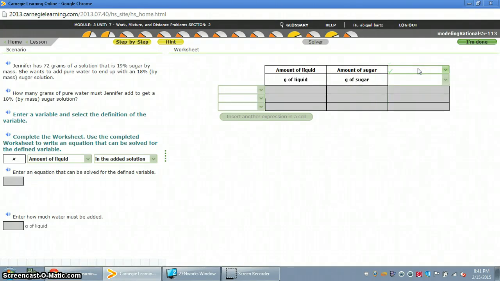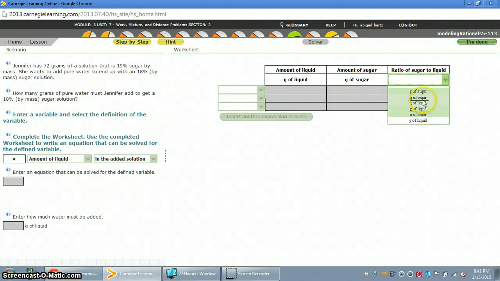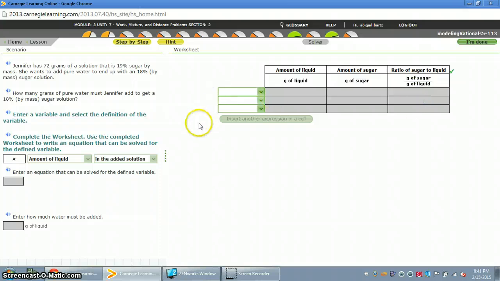And then because they have the percentage, you have to think about which one of these would be a percentage, and it would be the ratio of sugar to liquid. And then you look through here and say which one is sugar divided by liquid. It's this one. So make sure that you go through and you read the situation as you're filling it out.